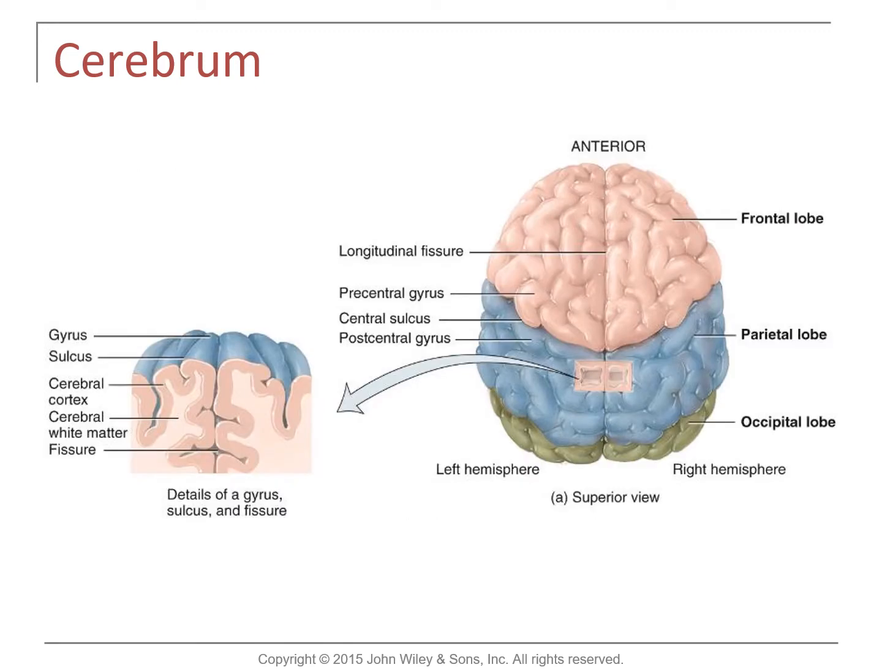In this diagram on the right, we have a superior view looking down at the brain. You can see the very prominent longitudinal fissure that separates the left and right hemispheres of the cerebrum. Also running horizontally, you can see the central sulcus. This is a shallow groove that separates the anterior frontal lobe from the more posterior parietal lobe.